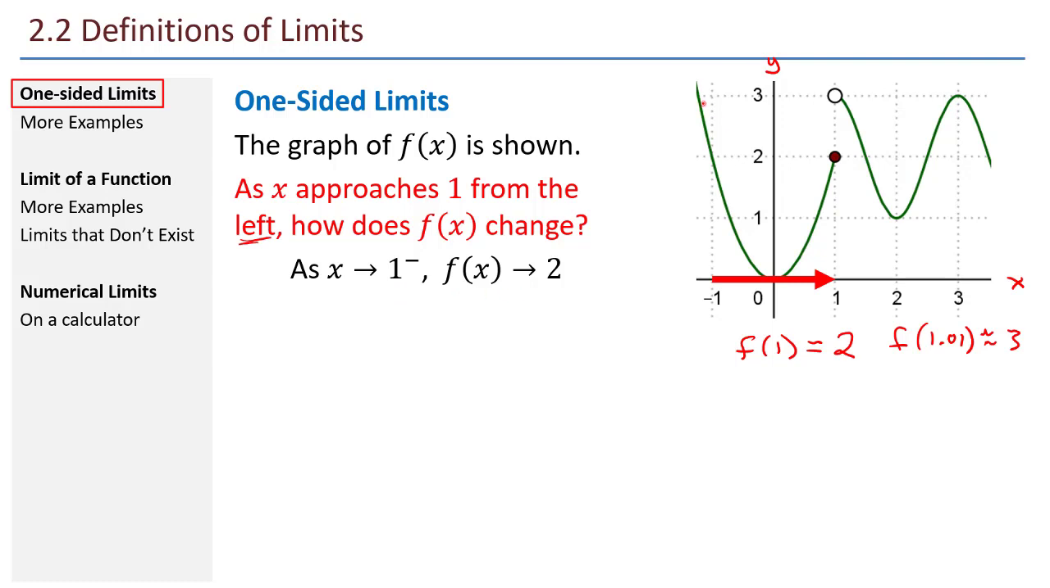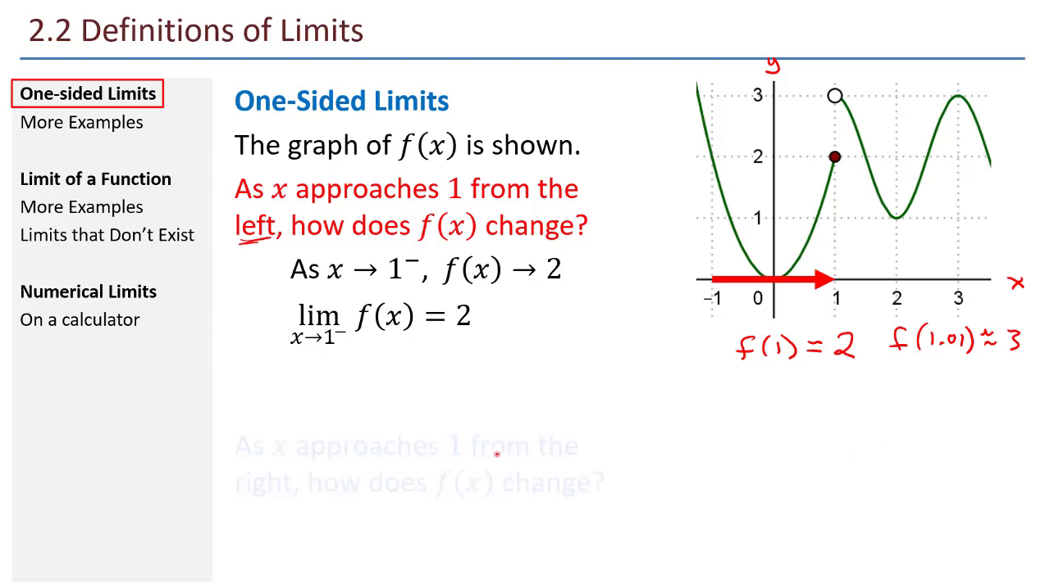I don't even really care what happens early on in the process. It was 3, and then 2, and then 1, and then 0, and then it climbed again. I only care about the end of the process. The function values ultimately approach 2. Here's how I would write this as a limit. The limit, as x approaches 1 from the left, of f of x equals 2.